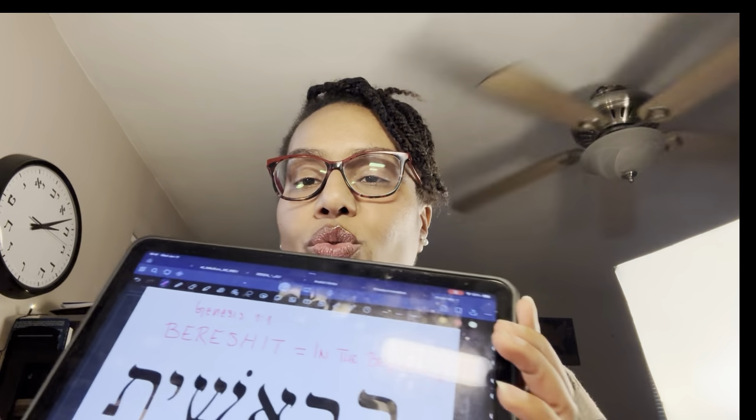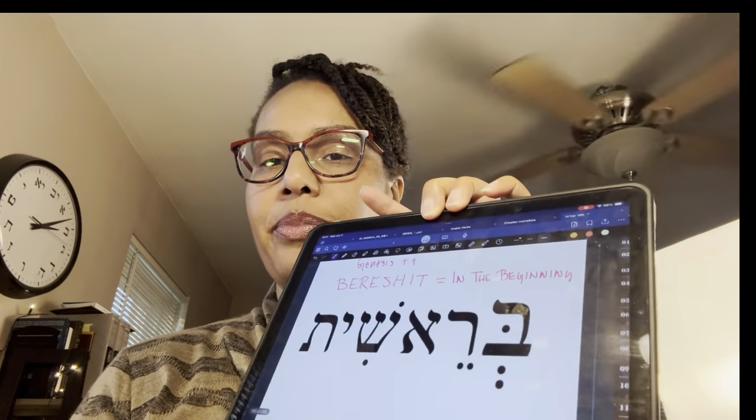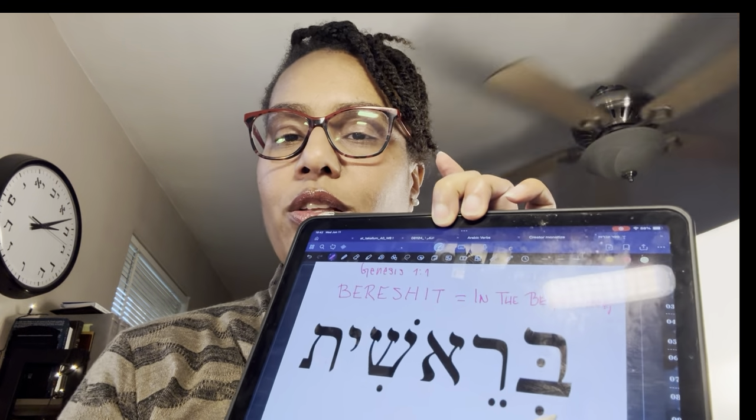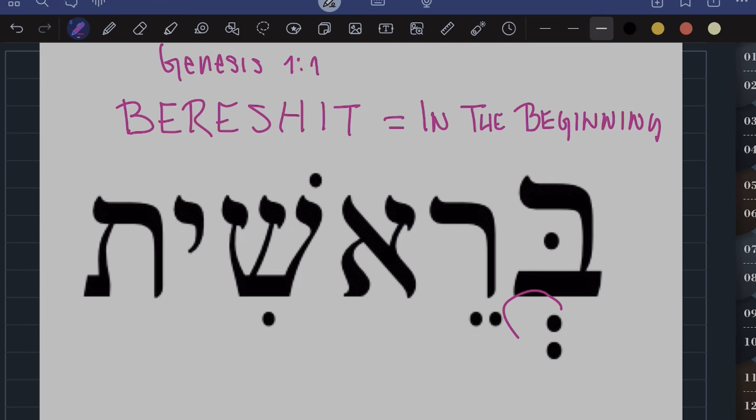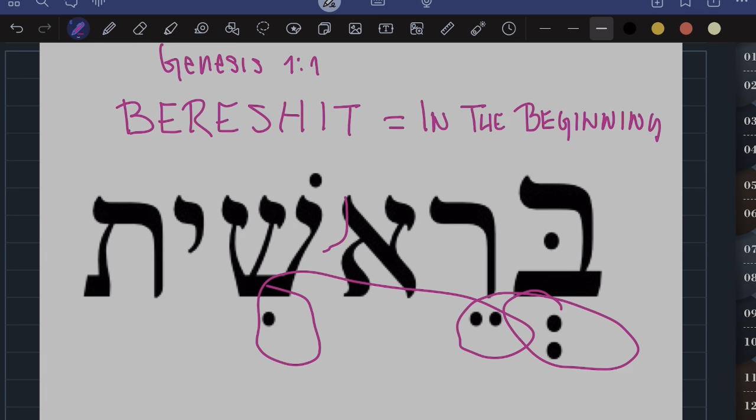Bereshit, this one word, actually means in the beginning. I'm going to write these letters for you. You've got to say it with me. This first letter here, also these dots, are all nikudim, and they show you how to say the letter, how it's going to sound.